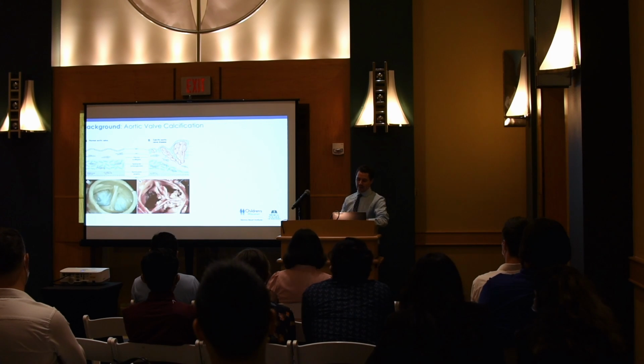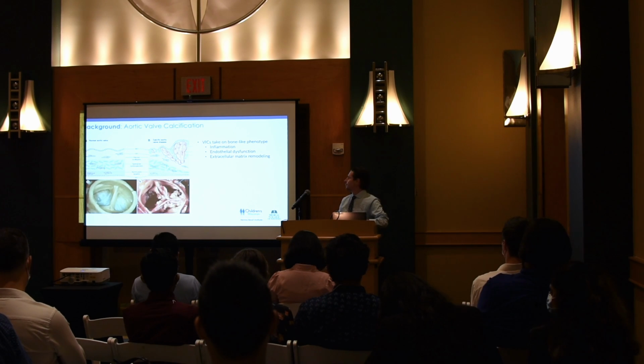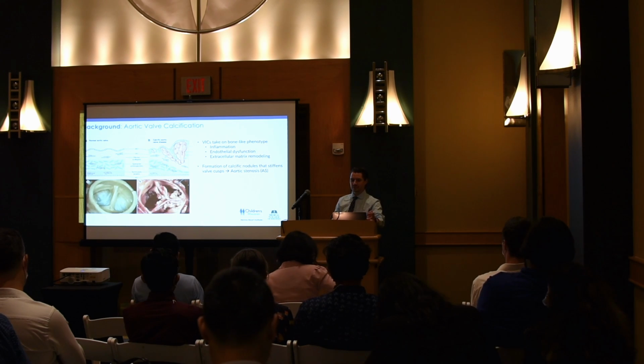However, imbalance of these components can lead to valvular disease such as calcification, for which the underlying mechanisms are largely unknown. But we do know that the valve interstitial cells become activated and take on a bone-like phenotype, mainly in the setting of inflammation, endothelial dysfunction, and extracellular matrix remodeling. By end stage, there's the formation of really stiff calcific nodules, mainly on the aortic side of the cusp, that further restrict the mobility of the valve and lead to aortic stenosis.